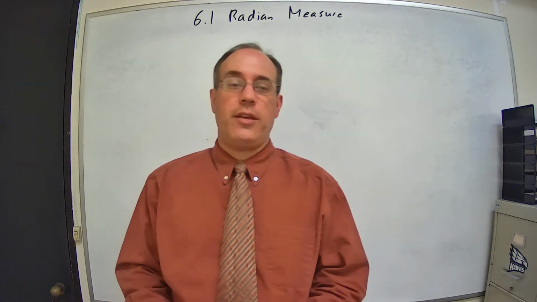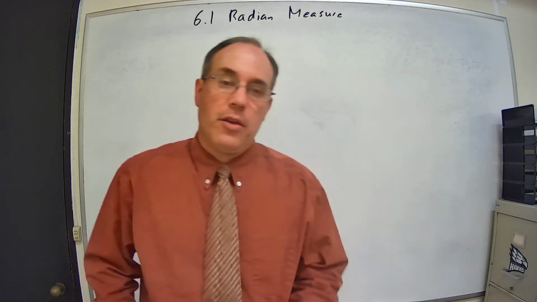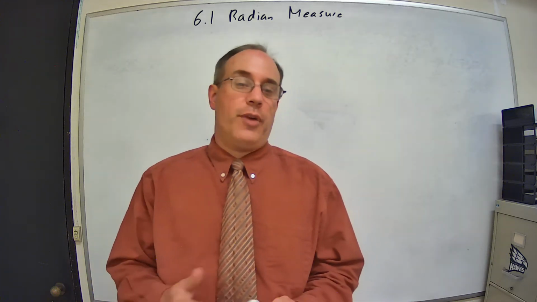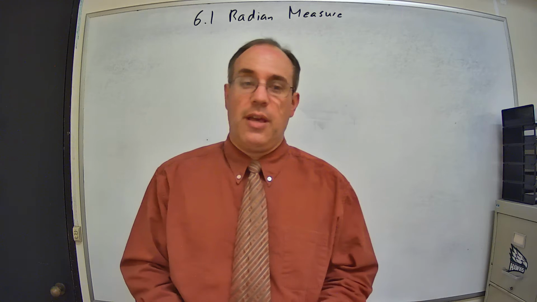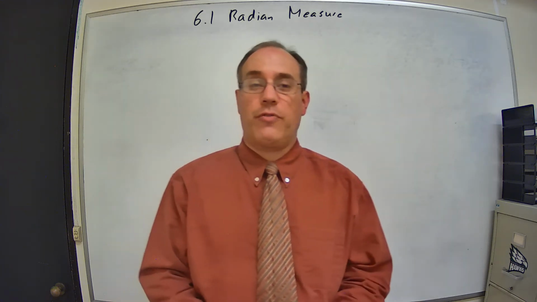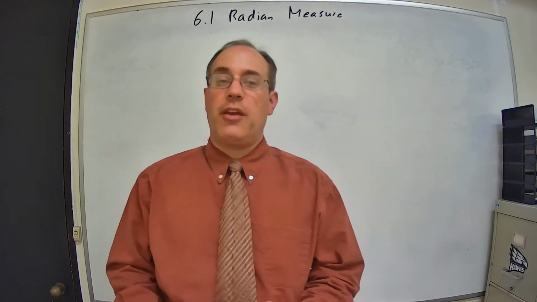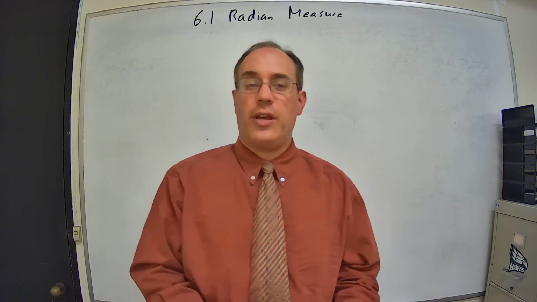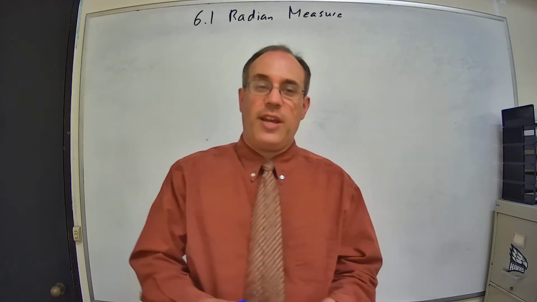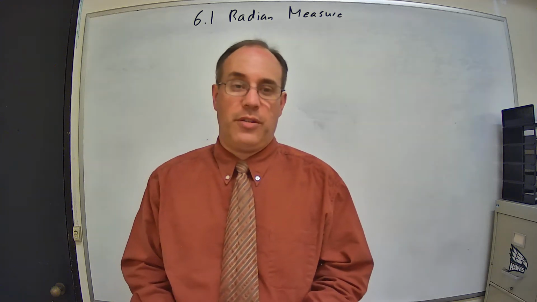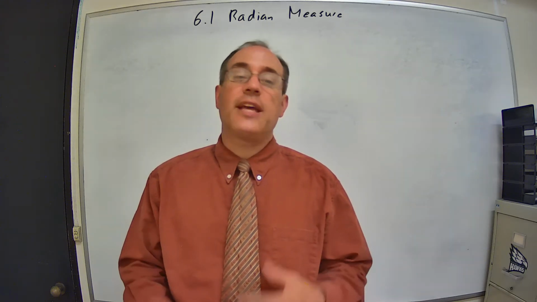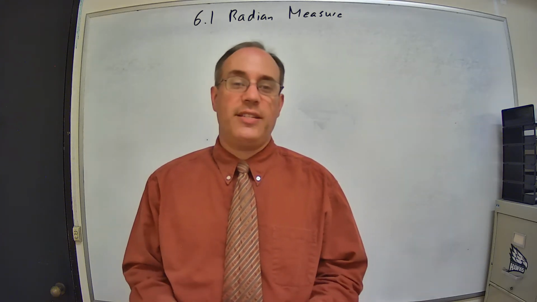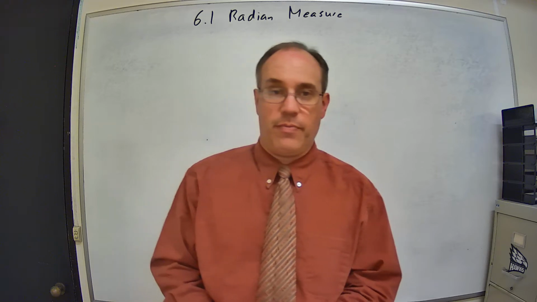6.1, radian measure. Previously we talked about the measure of angles as being degrees. When we were talking about the trigonometric functions, I mentioned to be careful to make sure your calculator is in the right units. Degrees, radians, and gradients being the possibilities. In the past we used degrees. Today we're going to talk about radians and what exactly a radian is.